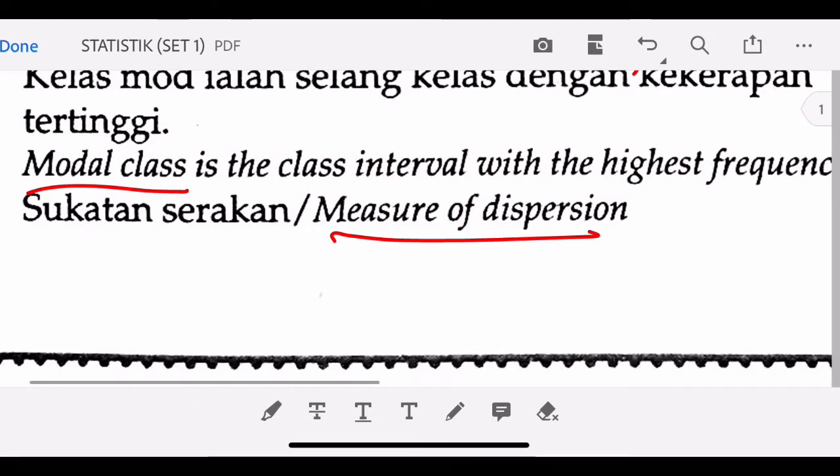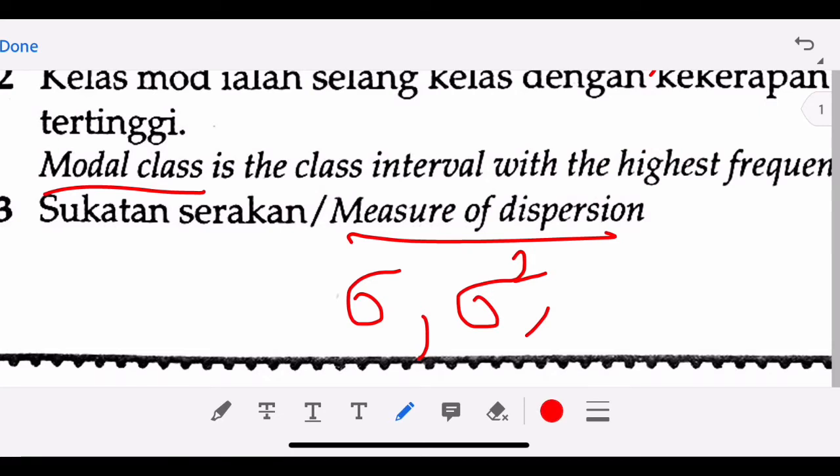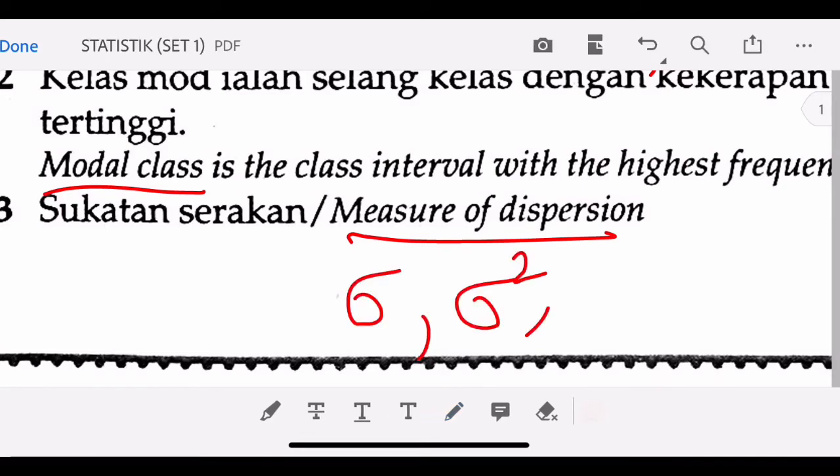Okay, so now modal class. Modal class is the class interval with the highest frequency. Modal class normally applies to grouped data. So you choose the highest frequency, and that class interval belongs to the modal class. Sometimes we call it mode class. Besides this, we will discuss measures of dispersion in the next lesson. For measures of dispersion, we have standard deviation, variance, interquartile range and range. All this we'll discuss in the next video.